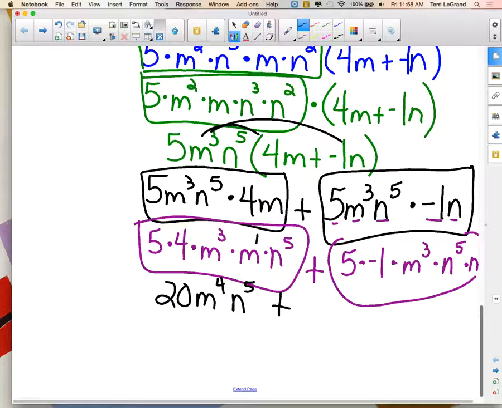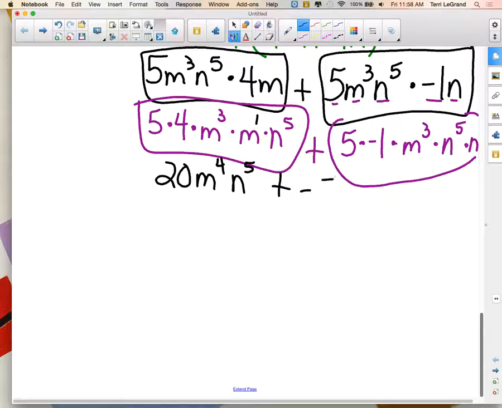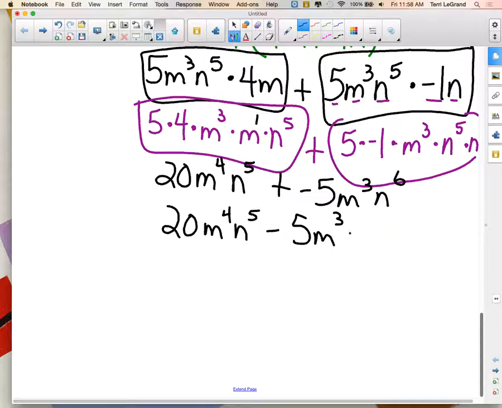Noah, I don't think I've heard much from you. For the other one? Negative 5 times m to the 3rd times n to the 6th. Okay. Let's look at them and see if they're like terms. Are they like terms? No. m to the 4th n to the 5th, m to the 3rd n to the 6th. So they're not like terms, so the best I can do is just clean it up, right? Just clean it up.